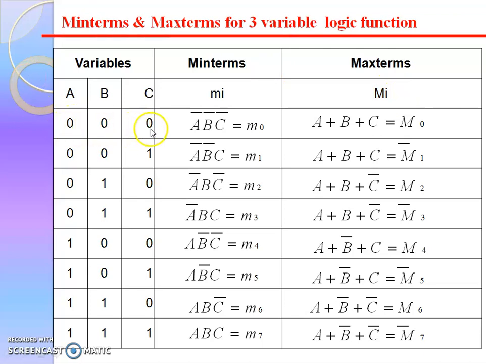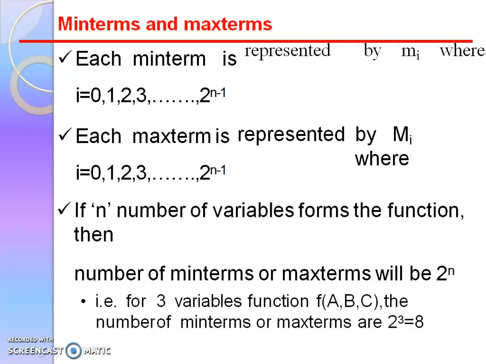Now ABC is 0 0 0, a bar b bar c bar. Now it's completely opposite for POS, that is a plus b plus c. Now its value for 0 is, that's why we are giving a bar b bar c bar. So it's 0. Now for 1, a bar b bar c equals 1. Now similarly for all the terms. Now you have to refer to this table for solving the examples.